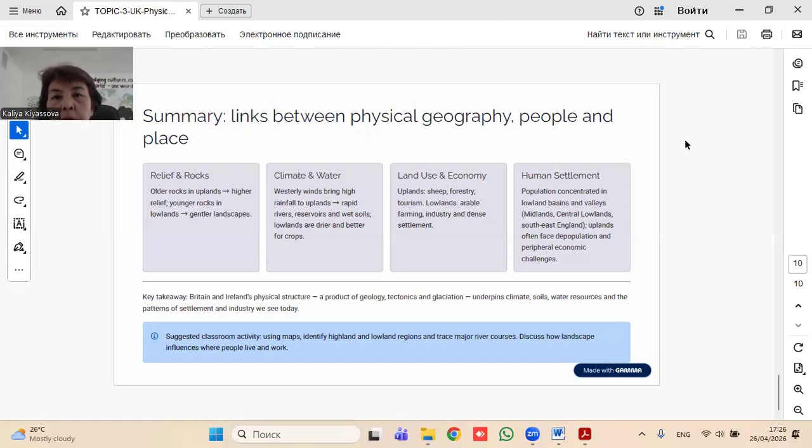Okay, so it was the last slide of today's lecture. And I hope that you take away more and more information about physical geography and the people and places, about their rivers, about their relief and rocks, of Great Britain.